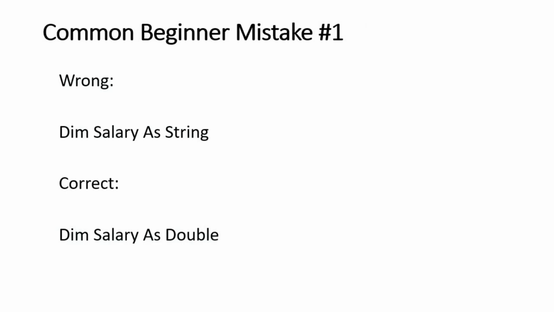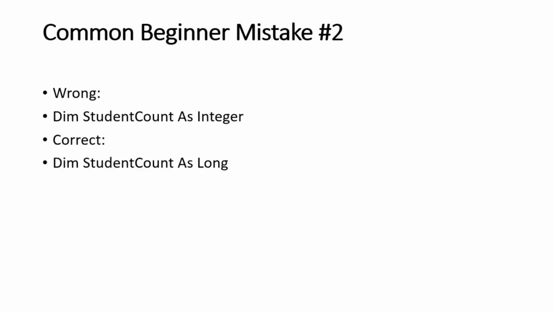Let's look at some of the common mistakes that may cause errors. Mistake 1. Using String for numbers. It is wrong for you to say Dim salary as String, but correct to say Dim salary as Double. Mistake 2. Using Integer for large numbers. It is wrong for you to say Dim studentCount as Integer, but correct to say Dim studentCount as Long. This is because schools grow and your application should be scalable.